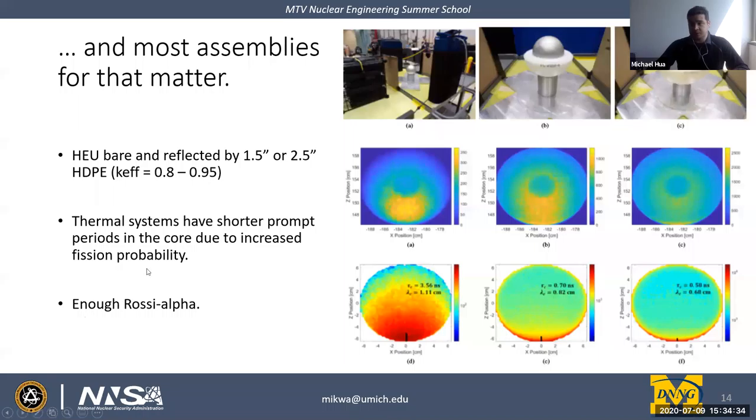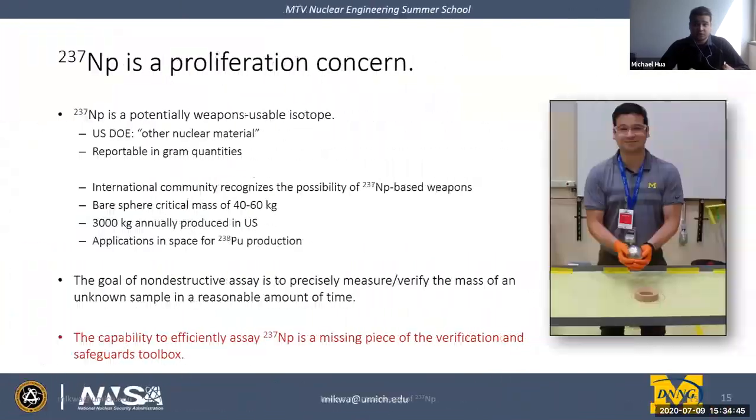But as promised, I'm going to transition away from Rossi Alpha. What we're going to talk about next is neutron multiplicity counting, and an isotope that I focused on for a little bit is neptunium-237. If you've seen the MTV workshops, this is going to be a repeat, but I think it's cool results.